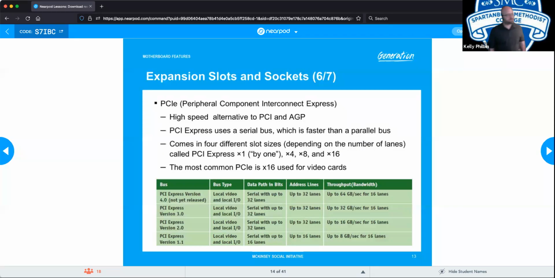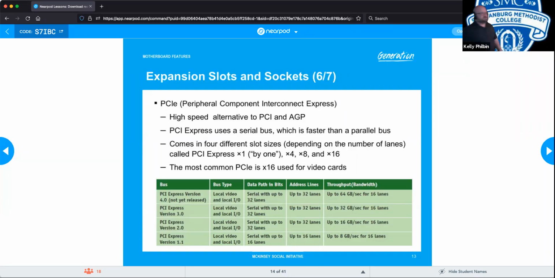And as we talked about earlier, Express just means it goes fast, much faster. It is a high-speed alternative to the PCI and the AGP. AGP, like we said, was kind of a bridging technology between PCI and PCIe. Once PCIe came around, AGP started becoming kind of a legacy technology, but it is still used to a degree today. Usually it's when you run out of expansion slots for PCIe, you would then utilize the AGP slot.